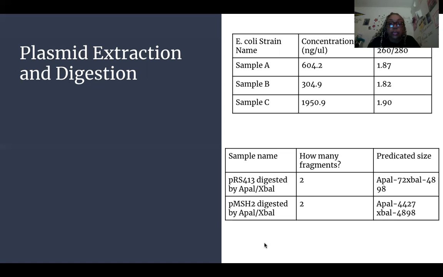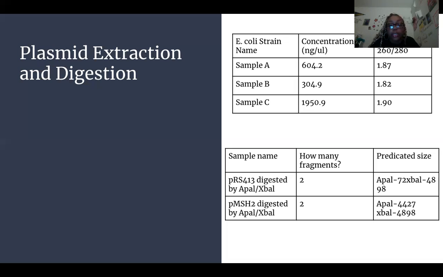And then we had the sample name of PRS413 digested with ApaI and XbaI, and then PMSH2 digested with ApaI and XbaI. Two fragments for each, and you can see the predicted sizes at the bottom right corner. And the goal of this lab was to isolate the plasmid DNAs from the 3 E. coli, then measure the concentration of our DNA samples.